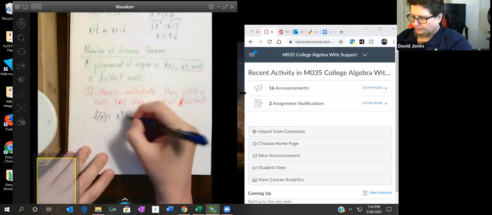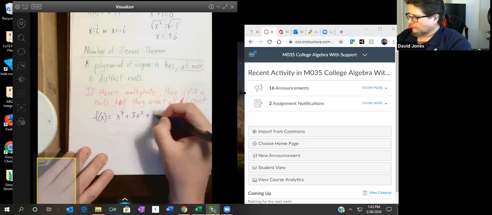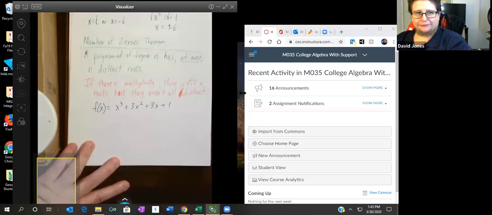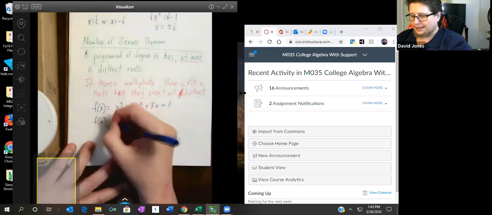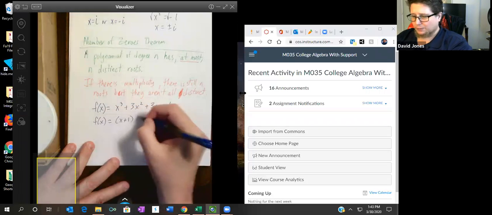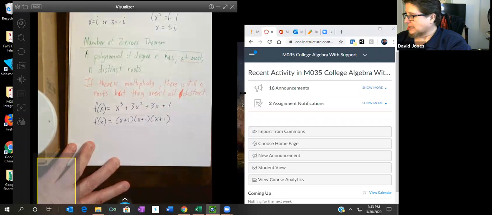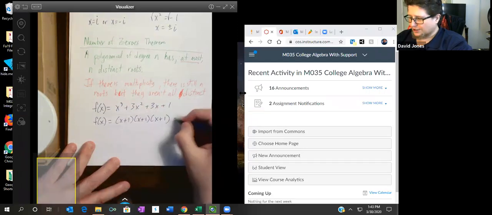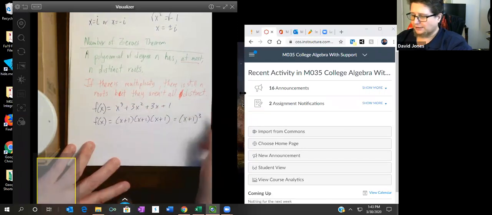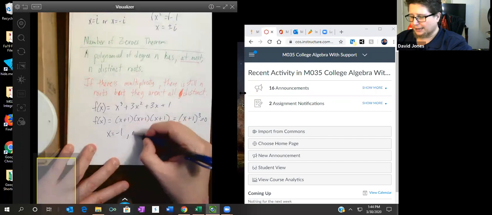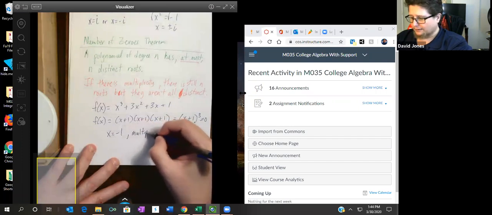Here's an example. I will show you the shortcut in the future to how to find the roots to this. This is x plus 1 times x plus 1 times x plus 1, which is x plus 1 cubed. If we set that equal to 0, x equals negative 1 is the only root, but it has multiplicity of 3.